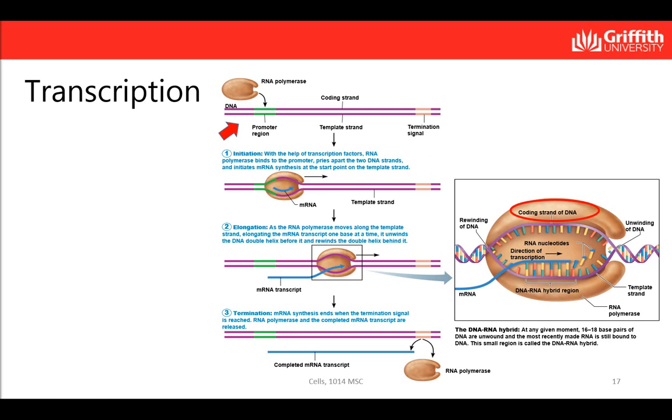In the second step, called elongation, RNA polymerase aligns the incoming free RNA nucleotides with the complementary DNA bases on the template strand and links them together. As RNA polymerase elongates the mRNA strand one base at a time, it unwinds the DNA helix in front and then rewinds the double helix behind it. In the final step, termination, the RNA polymerase reaches a special base sequence called the termination signal. Transcription ends here and the newly formed mRNA separates from the DNA template.